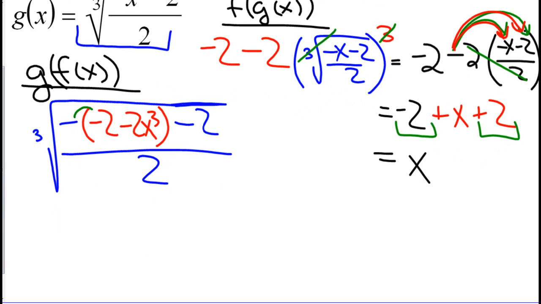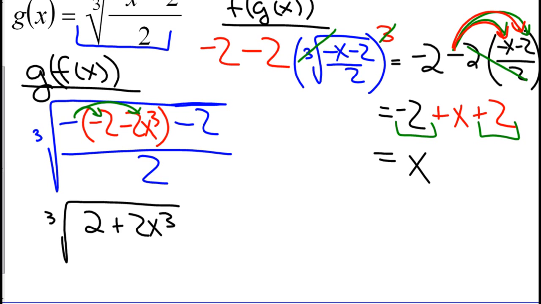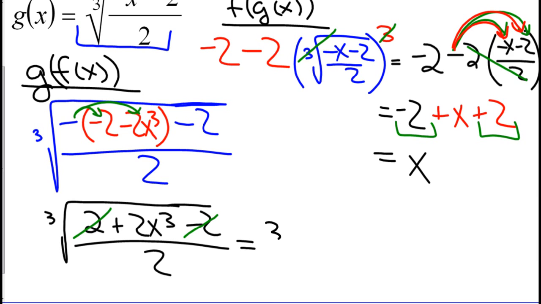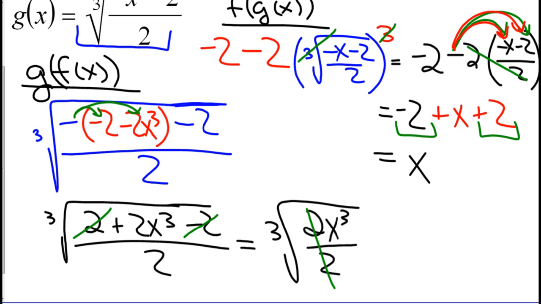I'm going to distribute this negative to both of those. So I'm still taking the cube root of, all right, now it's a positive 2, plus 2x cubed minus 2, all over a 2. Well, this positive 2 and that -2 are going to be gone. 2 minus 2 is a 0. So I'm going to go to the right now. This is the cube root of, and my 3 should be a little smaller for my cube root, but that's all right, 2 times x cubed over 2. Those 2's are going to cancel.